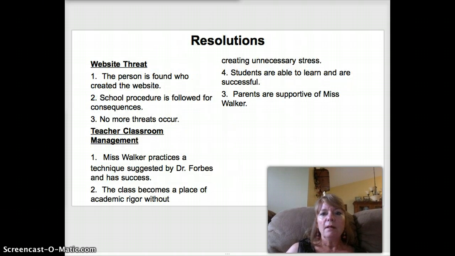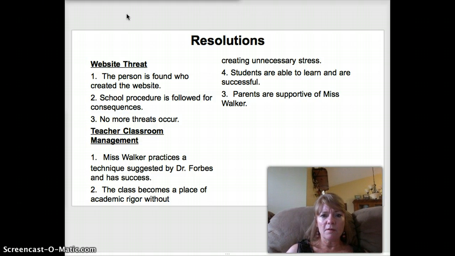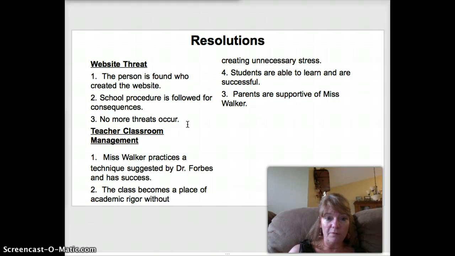So I guess the whole time I was doing this study, I kept thinking about both problems, and really my heart is with the teacher and classroom issue. I think it's very important that we take care of that. So my resolutions would be, if we follow through with everything I said, is that the person is found who created the website, school procedures followed for consequences, and no more threats occur, hopefully.